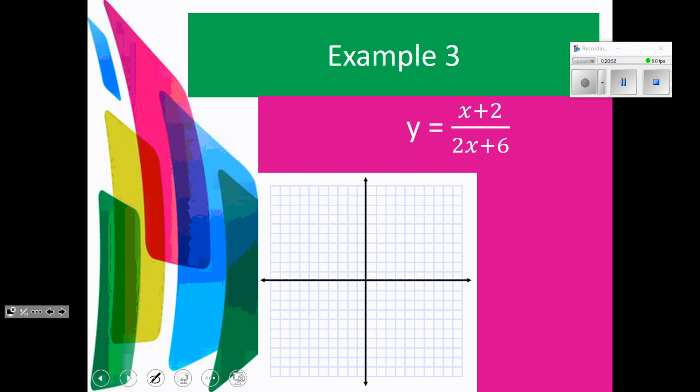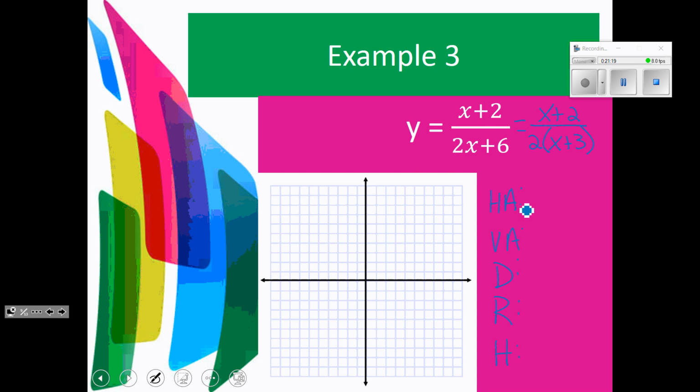So the first thing you need to do is make sure you always factor it down first. So, x plus 2 over 2 times x plus 3. Okay, let's make our list: HA, VA, domain, range, holes.